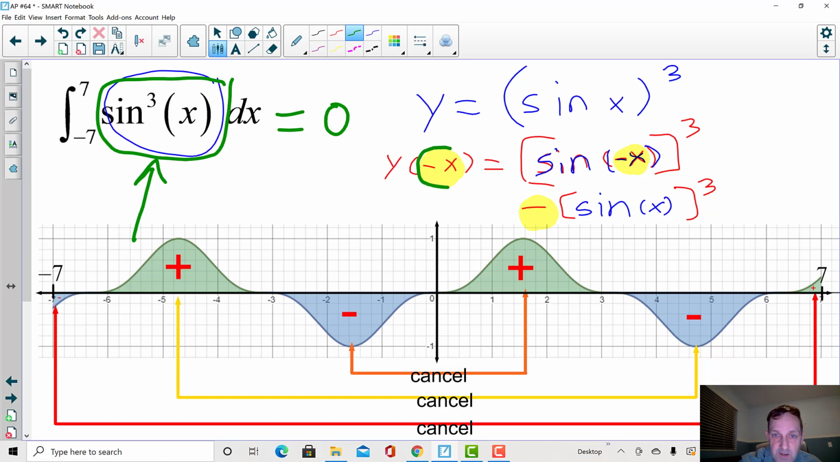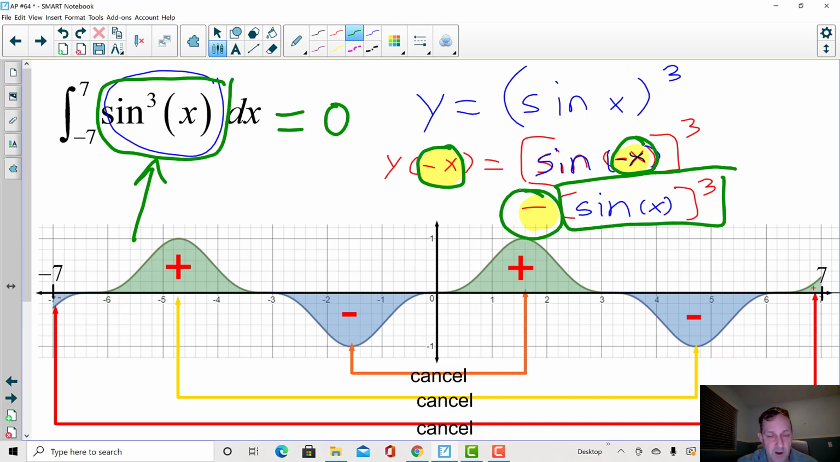We checked it by plugging in a negative x. And after plugging in a negative x, we got the exact same thing back, but with an extra negative in front of it. So that's how we knew it was an odd function.